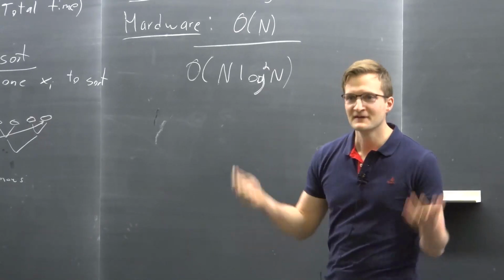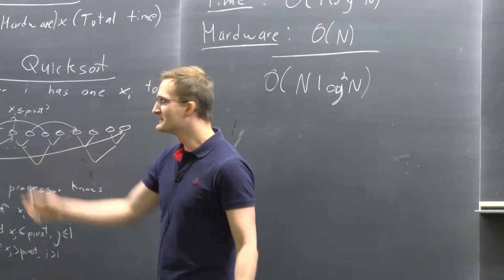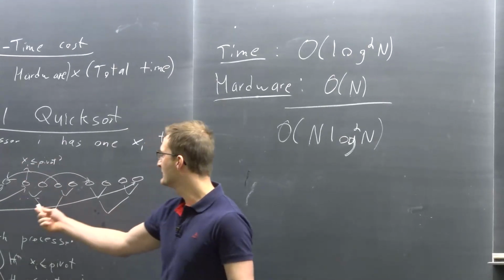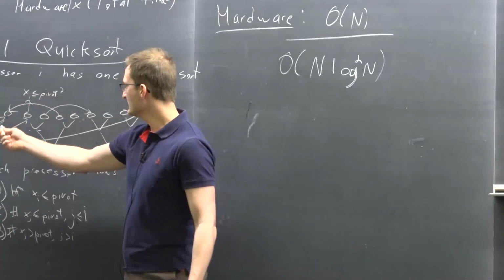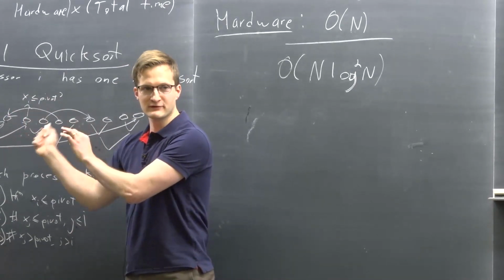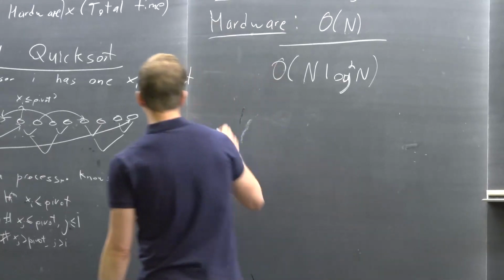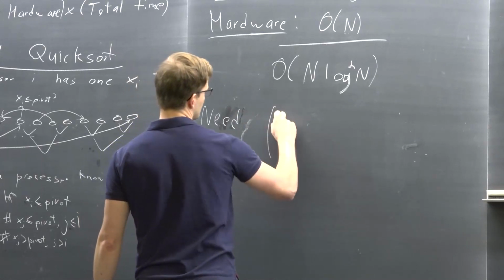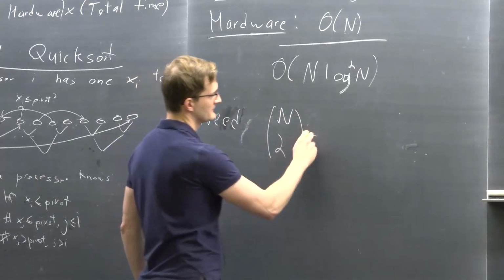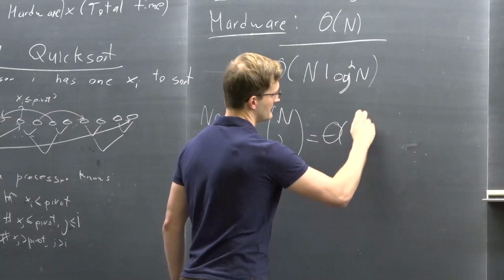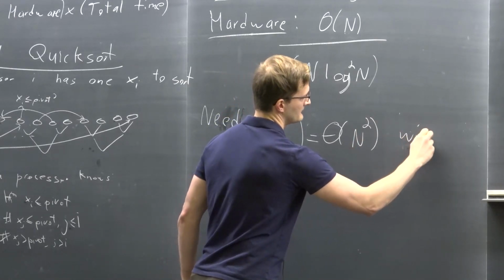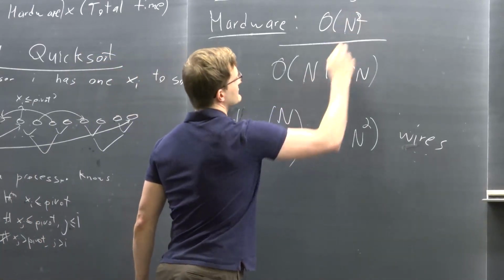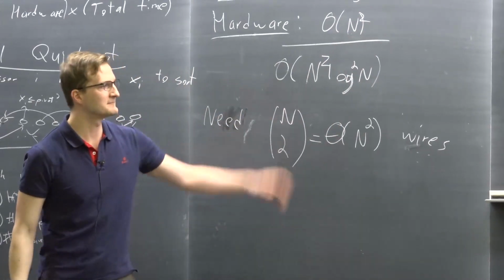So how many wires does this machine have? Well, in this step where I send all the messages around, they could have gone anywhere, right? For any different list, I'm going to have every processor be able to talk to every other one. So we actually need n choose 2, which is theta of n squared wires. So in fact, the hardware is n squared, and it's n squared log squared n again.